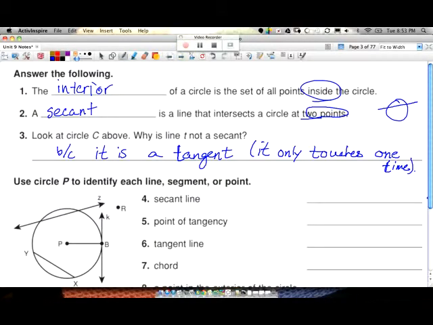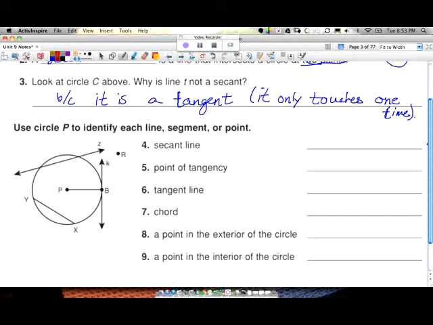There we go. Use circle P to identify the following. The secant line. This looks like a secant line here because it crosses once, twice. So that secant line would be line Z. A point of tangency would be right there at B, so point B. The tangent line would be this line here that touches at the point of tangency, which would be line K.